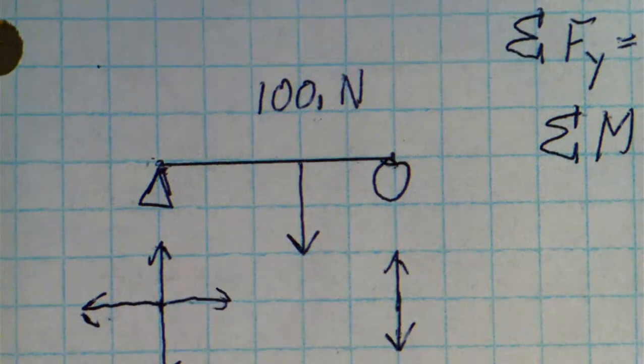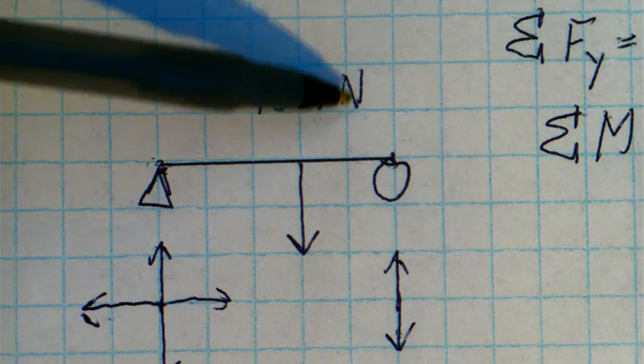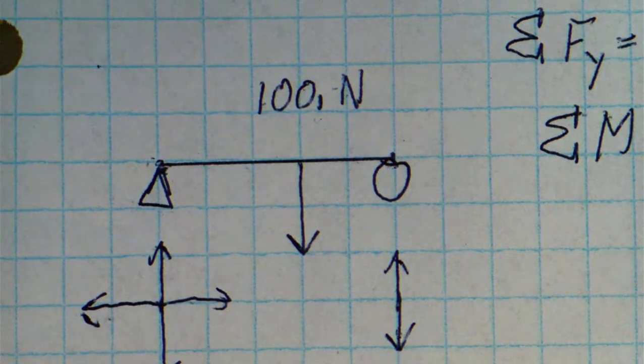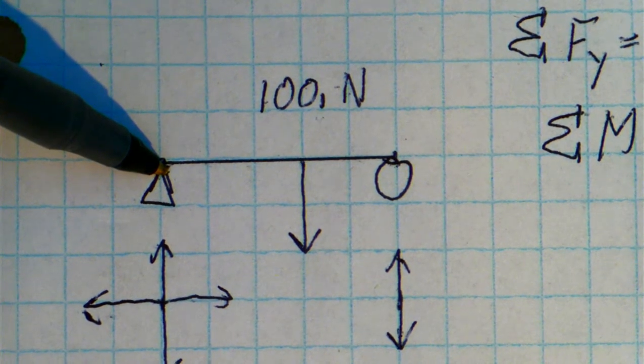So what I've done is I've said, okay, I'm going to apply a load of 100 units, we'll call them newtons, at a point that is 1, 2, 3 meters to the right of my pivot point. And the challenge is, well, what are all the reaction forces?